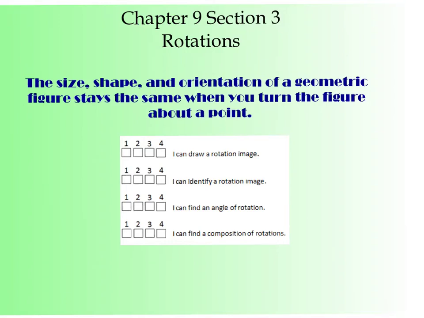We're moving on to section 9.3, which is called rotations. We're going to be looking at a few different things. First of all, drawing a rotation, but also being able to identify one. And then we're also going to be looking at how to identify specifically what the angle of rotation is and what happens when we have a composition of rotations.